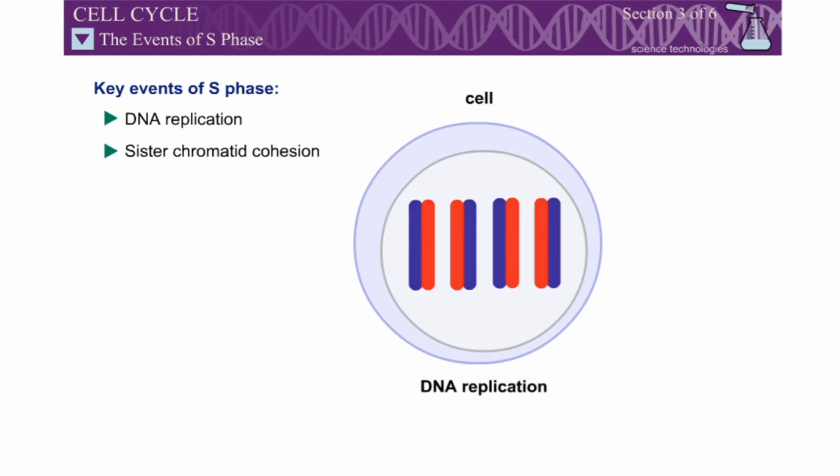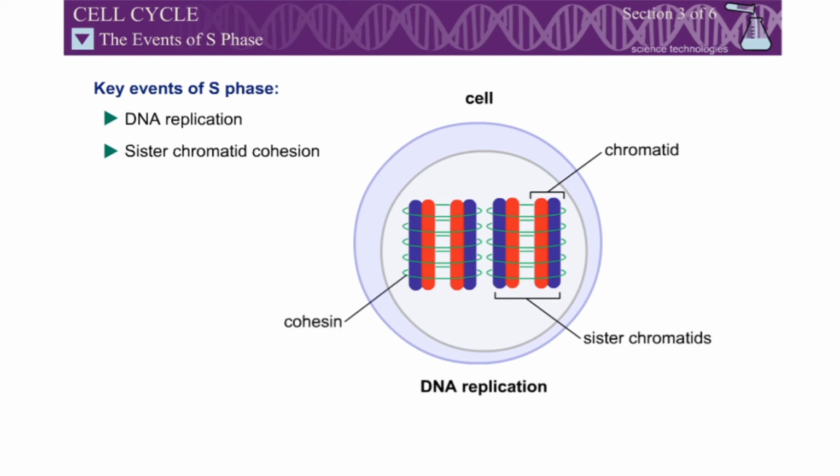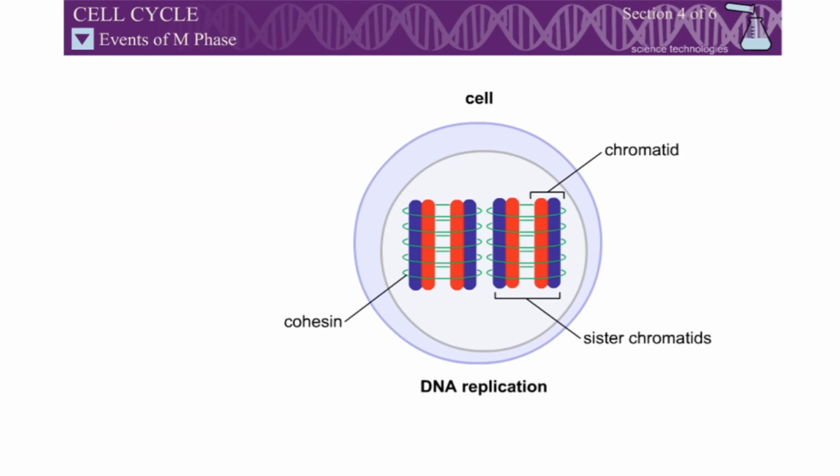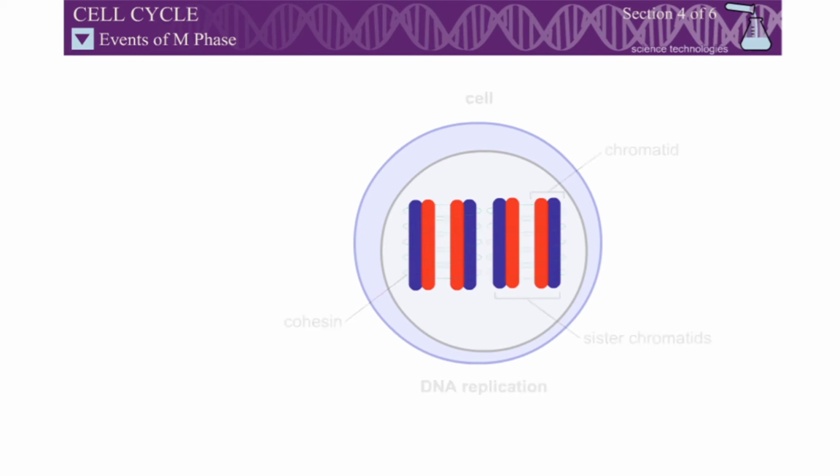Each resulting DNA molecule is called a chromatid, and the pair of duplicated DNA molecules are called sister chromatids. The sister chromatids are held together through a process called sister chromatid cohesion. The protein complex that links the sister chromatids together is called cohesin. Once the cell has duplicated its genome and has successfully passed the checkpoints of the G2 gap phase, the cell is ready to undergo mitosis.